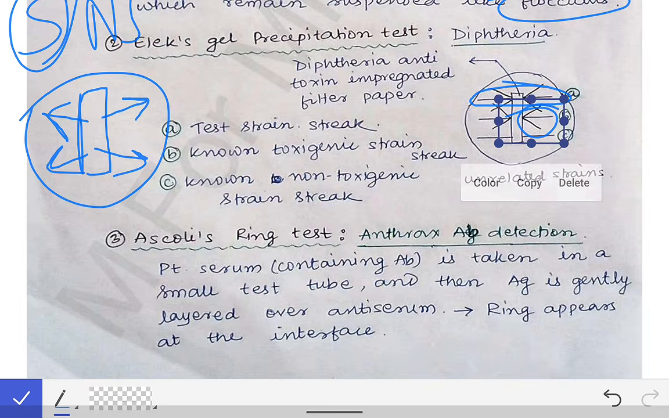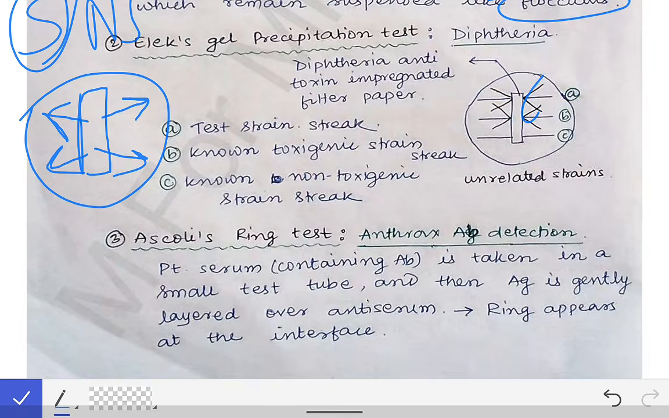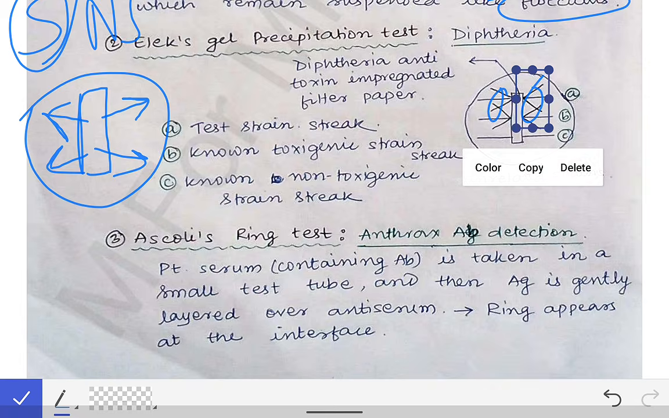And then with the streak A, there may be precipitation lines or there may not be precipitation lines based on whether the test strain is a toxigenic strain or non-toxigenic strain. If it is a toxigenic strain, then there will be precipitation lines seen surrounding the streak A. If it is a non-toxigenic strain, then there will be no precipitation line surrounding the streak A, just like streak C. Okay, so all these lines that we are seeing surrounding the streak lines A and B are nothing but the precipitation lines. So this also acts as an example for the precipitation test.